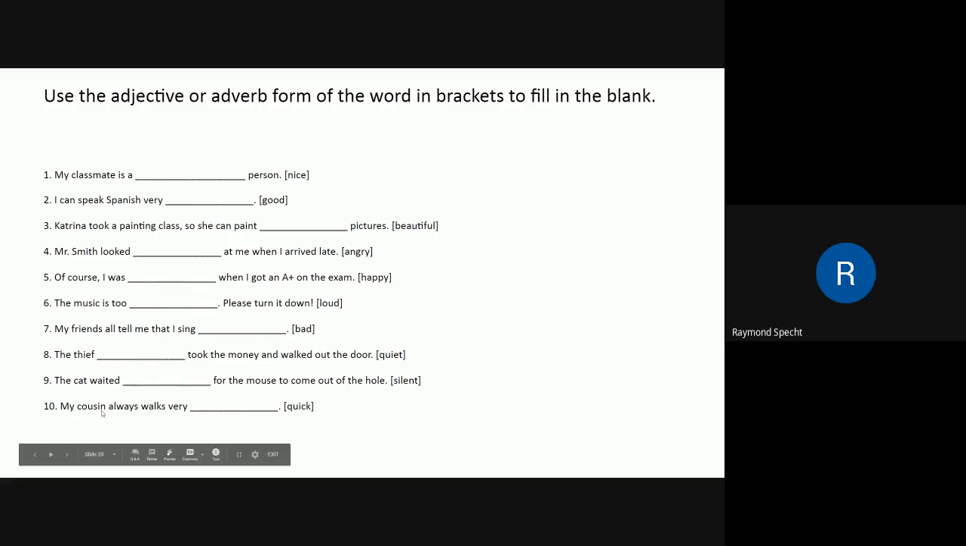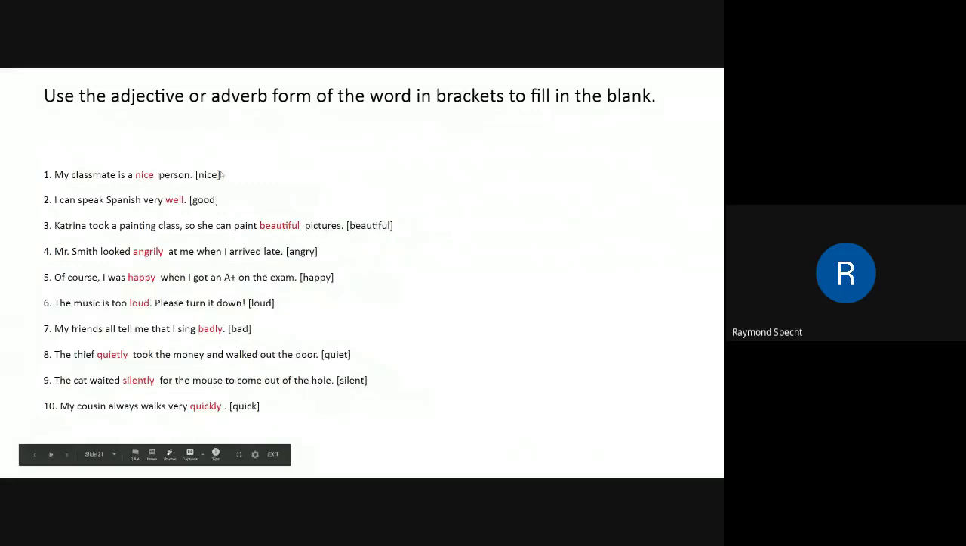Okay, hopefully you didn't find this too difficult. Let's go to the next slide and we'll check our answers. All right, my classmate is a nice person. I can speak Spanish very well. Katrina took a painting class so she can paint beautiful pictures.